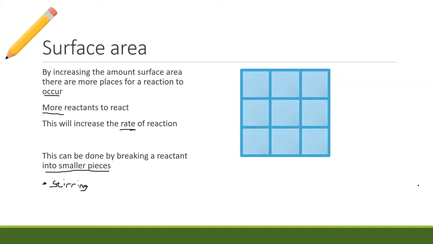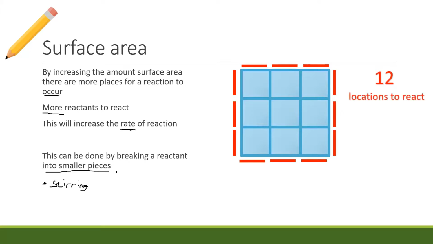So let's look at this big, I don't know what you want to call it. You can call it an ice cube, a sugar cube, you could call it copper sulfate. I don't care what it is. We're going to say, on the copper sulfate, it's got 1, 2, 3, 4, 5, 6, 7, 8, 9, 10, 11, 12 locations to react. So if I was a chemical coming in, I could react here and form a new product, or if I react here.